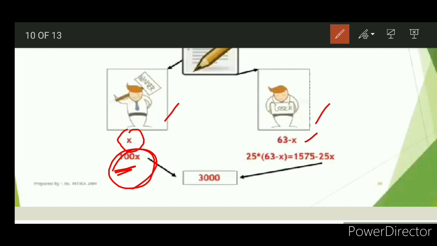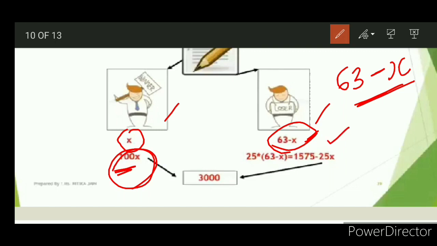The 63 minus X represents the number of losers. The total number of participants is how much? 63. Winners we have to assume as X. 63 minus X, total participants minus winners, we will get the number of losers. Right? Now they are also getting an amount, how much? 25. So 25 into 63 minus X gives the total amount distributed to losers.